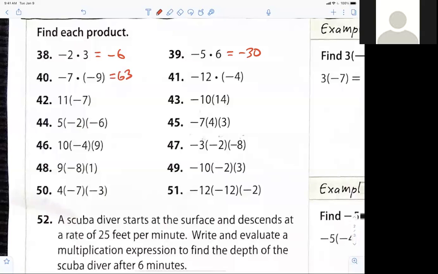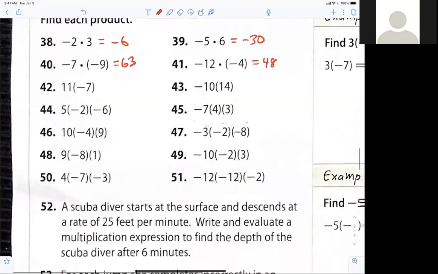62. Good job. 41. You want to go get another one? 48. Yes, but I need you to go faster than that. Okay, Sophia, 104. Wait a minute, I'm on 42, right? Oh, -77. Yes, -77. That's right. Hold on, Austin, good for you, buddy. One positive times one negative is always a negative. Yes, sir. Two negatives make a what? Positive. There you go. Very nice.